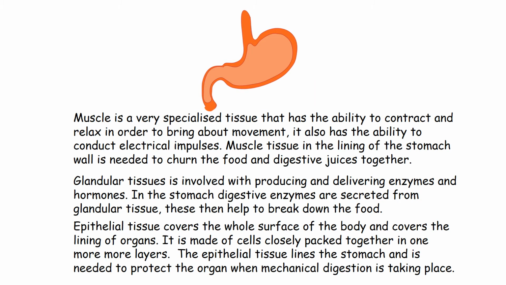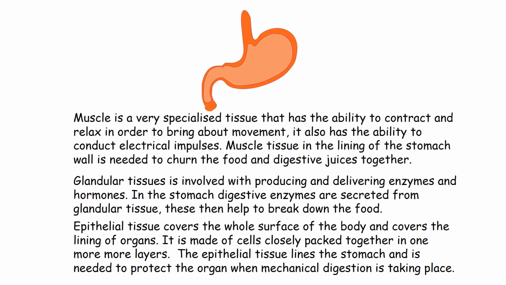There are 3 types of tissue found in the stomach. Muscle is the first one, being a very specialised tissue that has the ability to contract and relax in order to bring about movement. It also has the ability to conduct electrical impulses. So muscle tissue in the lining of the stomach wall is needed to churn the food and digestive juices together. Remember, muscle cells contain a lot of mitochondria because that is the site of respiration, releasing energy from glucose.